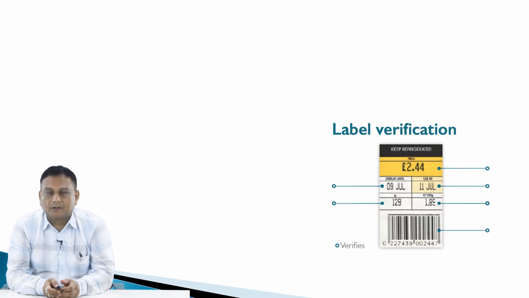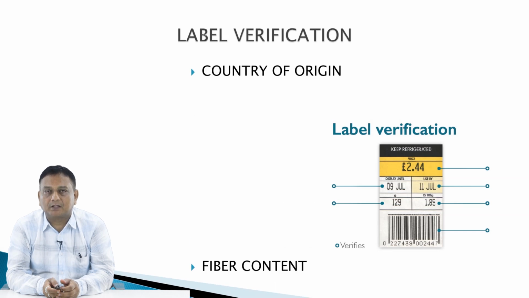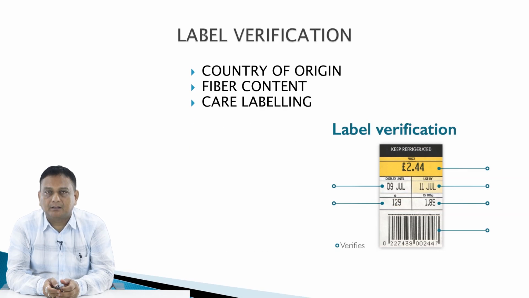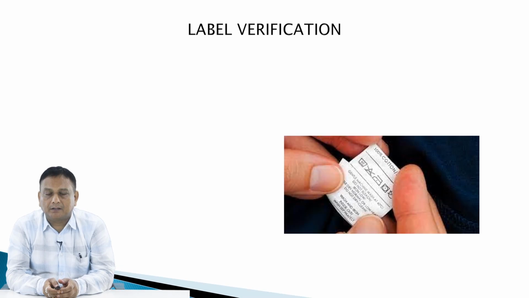So when you do label verification, we will talk about the labels and the size of the label, then the country of origin of that particular garment, then the fiber content, then care labeling. So these are the areas to be covered here. After this introductory part, I am starting with the label verifications, and when the testing engineer starts testing, he has to do the label verification process.